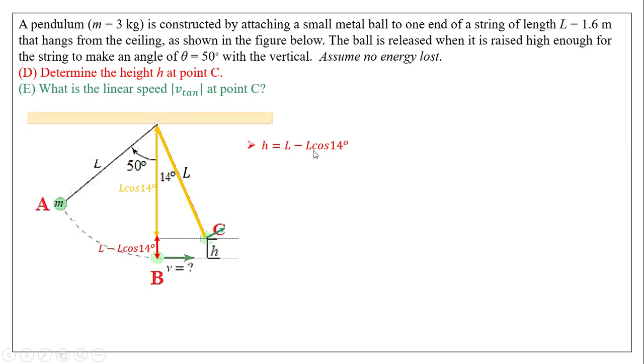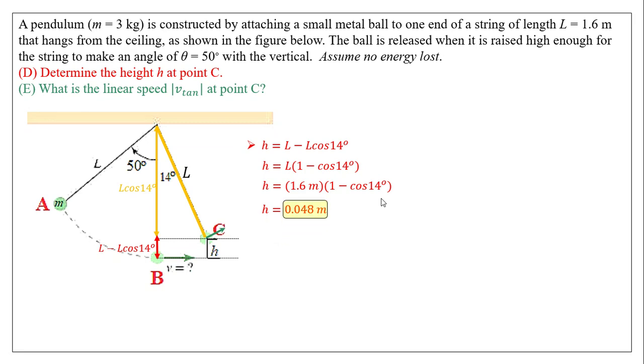H is equal to L minus L cosine of 14 degrees. I'm going to factor out L, and then I'm just going to plug and chug. L being 1.6, there's 1 in parentheses. Cosine of 14 is just some number. And if you simplify all this on your calculator, you should get a height of about 0.048 meters. Okay, so that's the answer for part D.